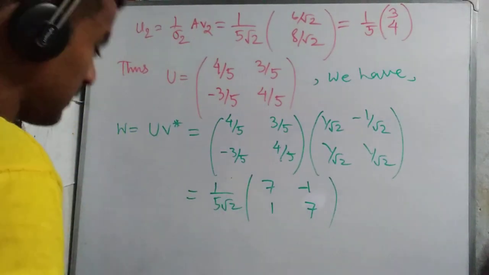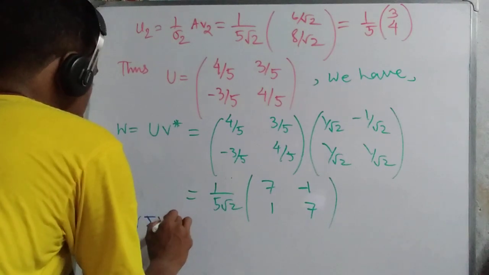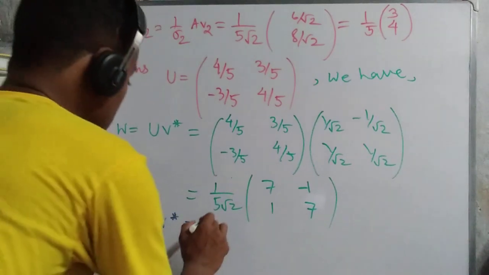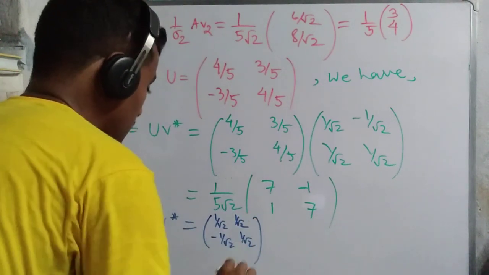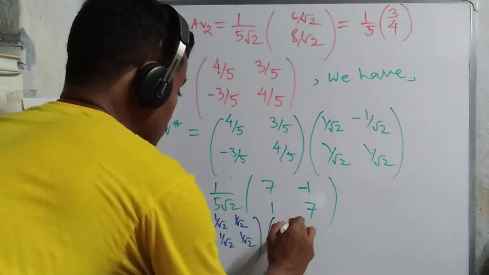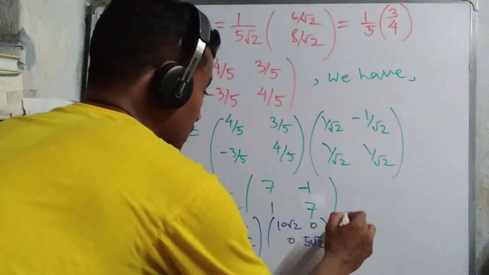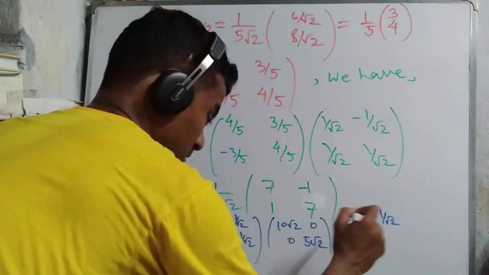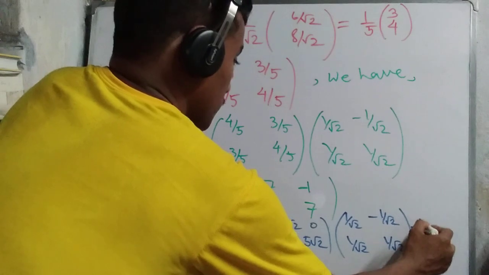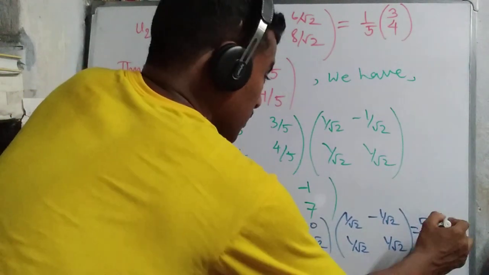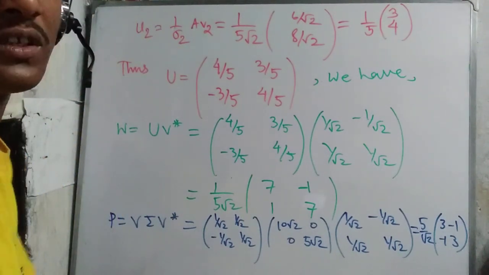And again we write it in this way. Here P equal to V capital sigma V star, equal to [[1 by root 2, -1 by root 2], [1 by root 2, 1 by root 2]] times [[10 root 2, 0], [0, 5 root 2]] times V star, equal to 5 by root 2 [[3, -1], [-1, 3]]. In this way we also discuss this one.